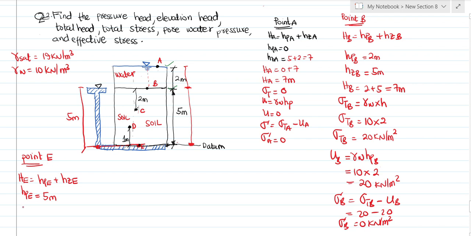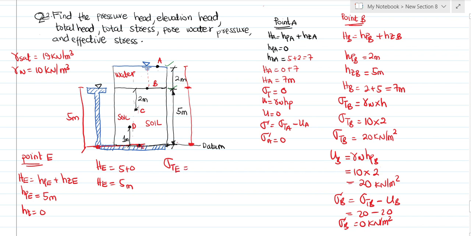Now E is on the elevation datum, so the elevation head is 0. So the total head at E is equal to 5 plus 0, and that will give us 5. The unit is meters. With that in place, we have to find the total stress at E.